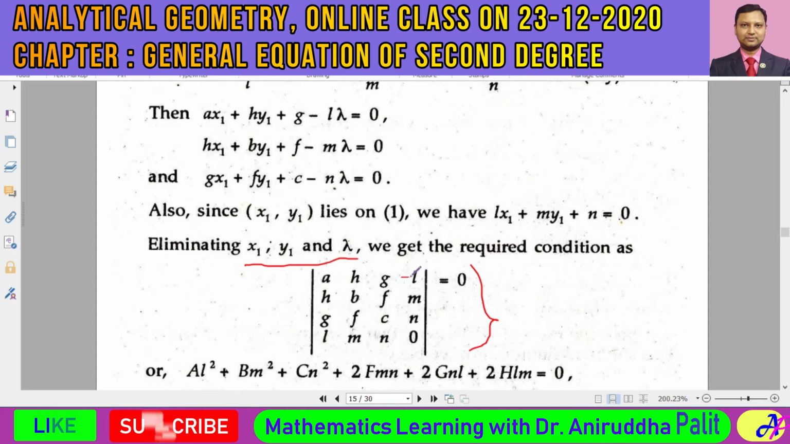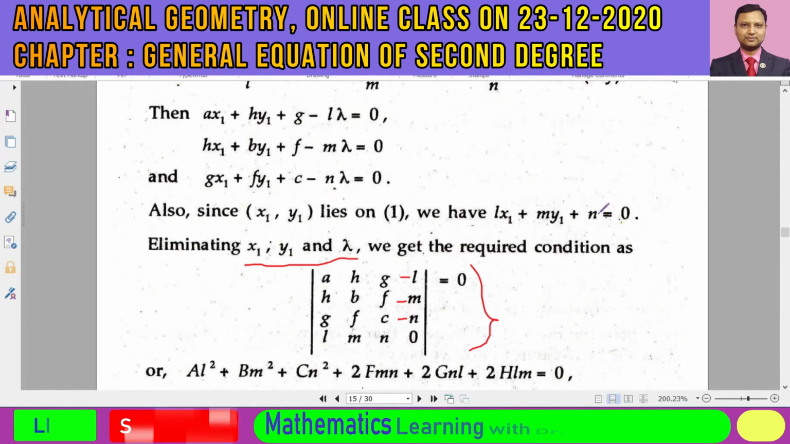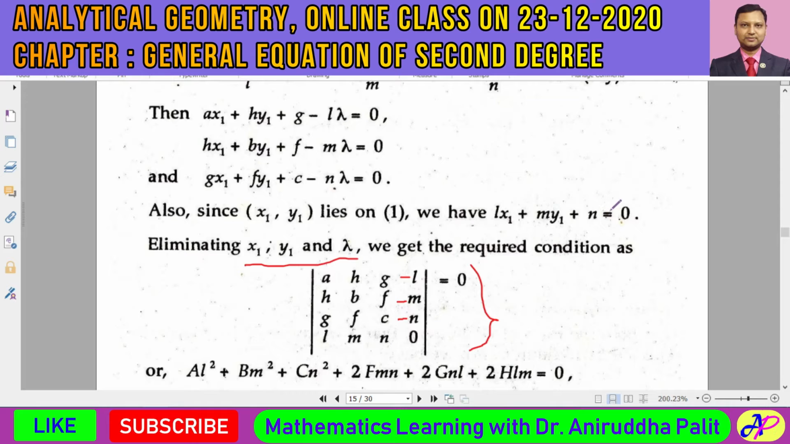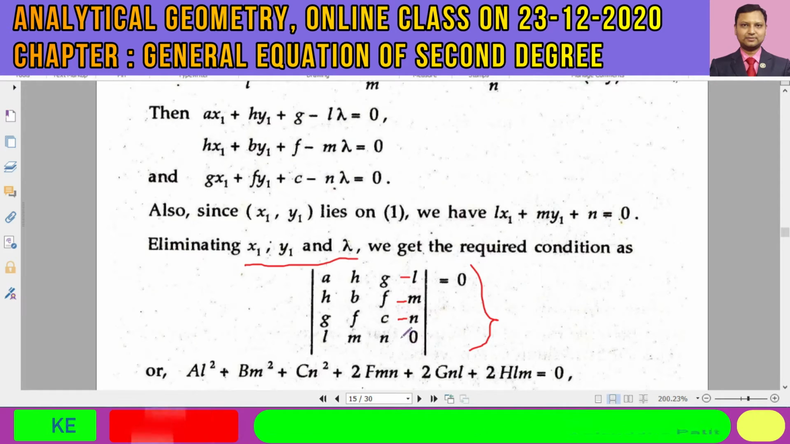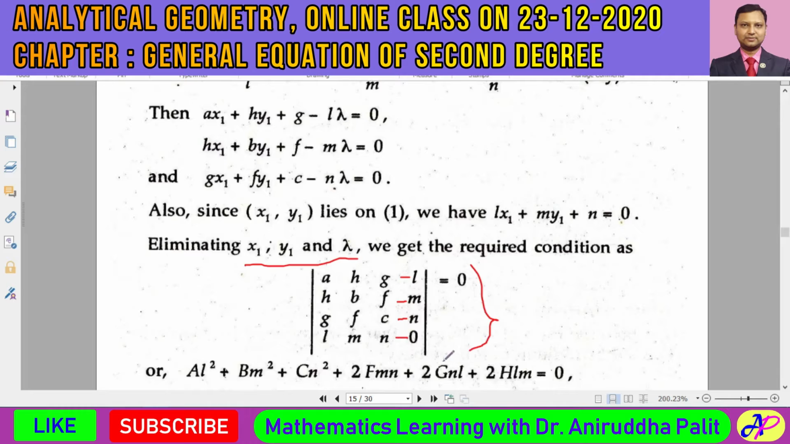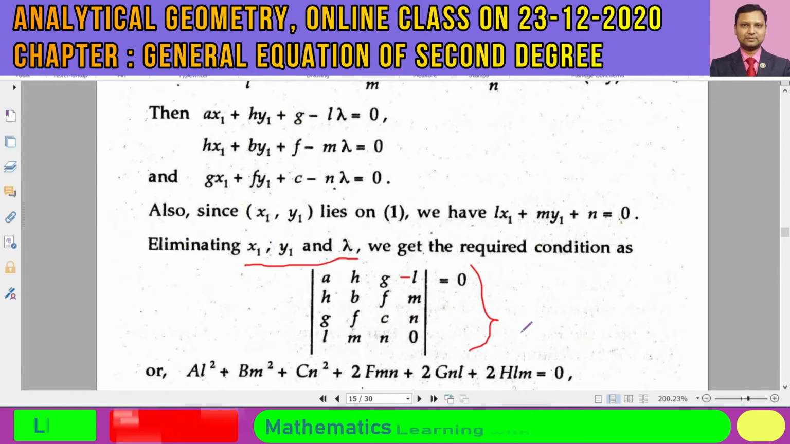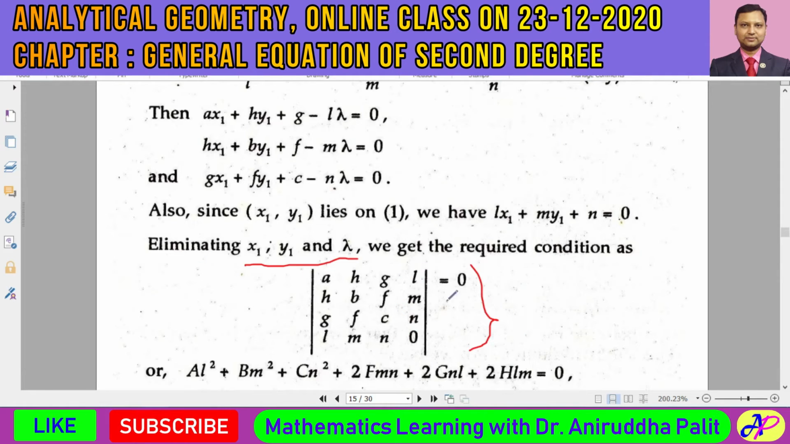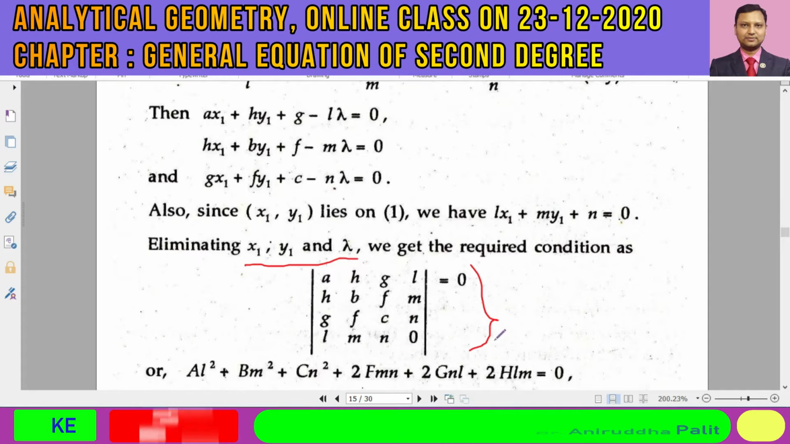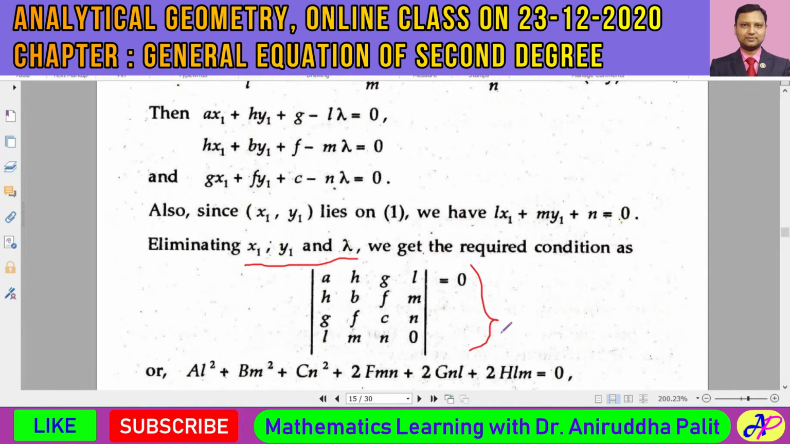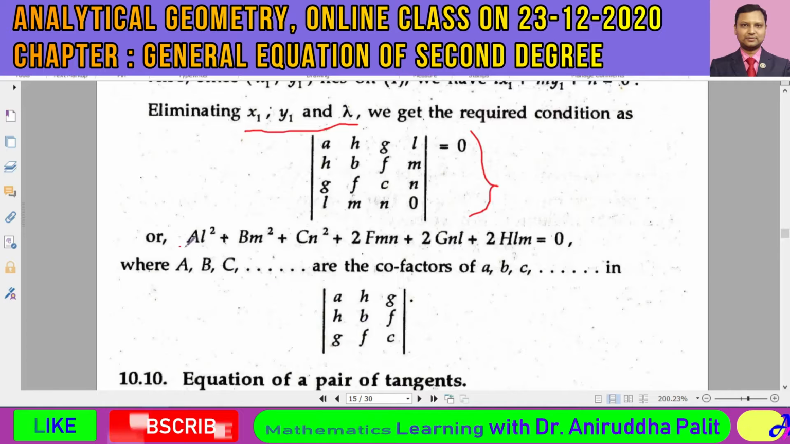Actually we should have a minus sign over here, but since there is no lambda in this last equation, we can say plus or minus 0. We can take all this minus common and ultimately make them plus. So we can simply say that we got this determinant, and if we expand it, you would get this kind of expansion.